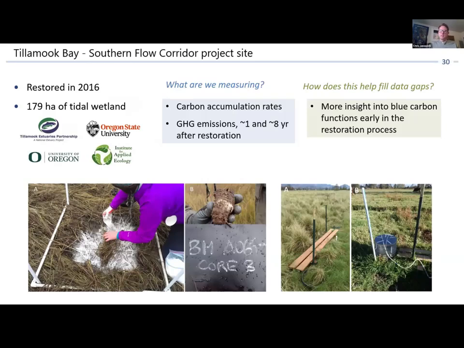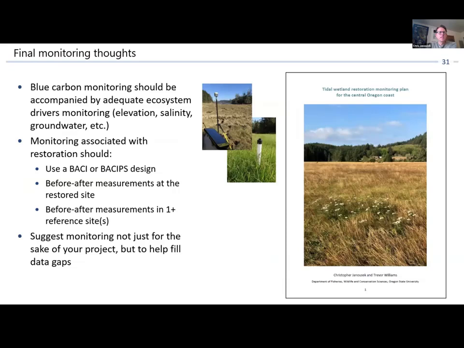All right, sounds good. So I'm going to skip this because Colin's going to talk about Tillamook Bay a little bit. Just some final monitoring thoughts. Your blue carbon monitoring should be accompanied by good ecosystem driver monitoring data, and you should make sure that you incorporate reference sites into your design.